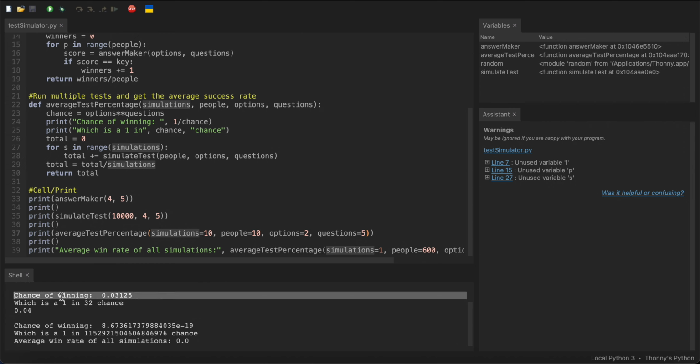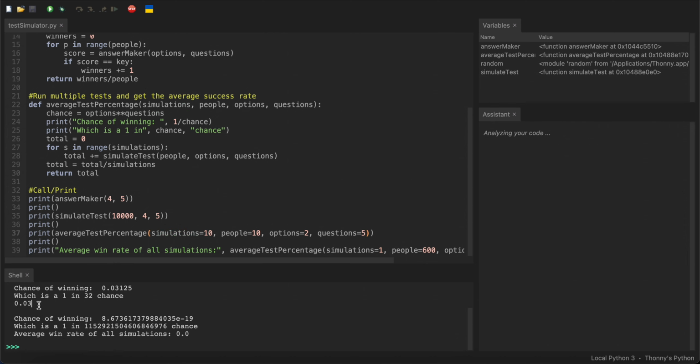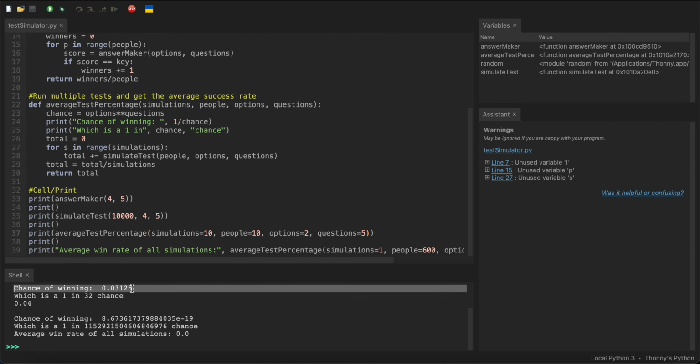And here we can see that the mathematical chance of winning is about 3%, which is a 1 in 32 chance. And out of all of those simulations that we just ran, the average win rate was about 4%. I call it win rate, but that just means getting all the answers right. The average win rate of all those students was 4%. So if we run it again, we have 3% this time. This time it's a little bit over 3%. So you can see we're ranging at about 3%, which mathematically is what we estimate it to be.